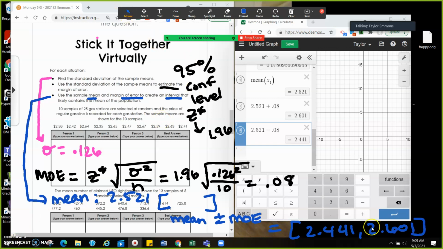And what this interval is saying is that the true mean of the population is going to lie somewhere inside of this interval. So we found the mean of our sample, which is this 2.521. But the mean of the population is going to be just a little different. But it's going to lie within 2.44 and 2.6.